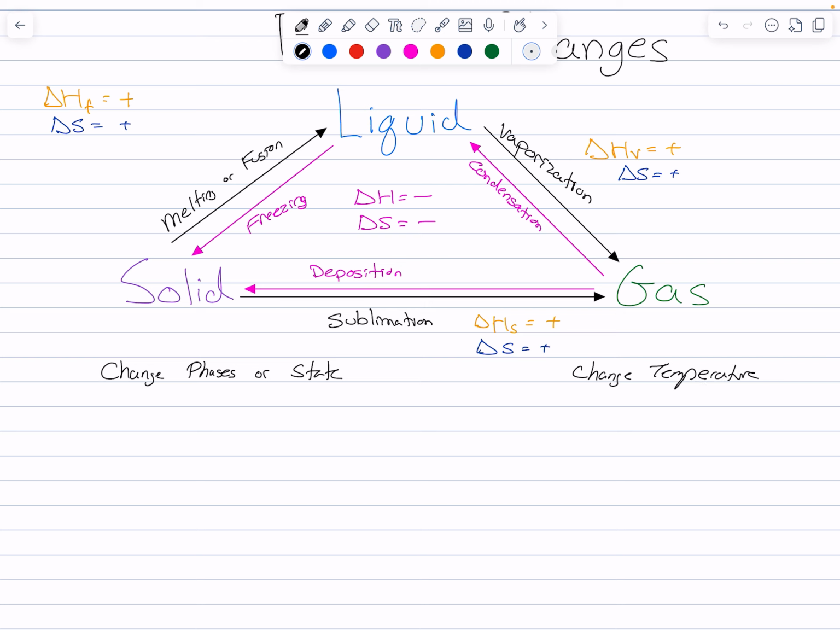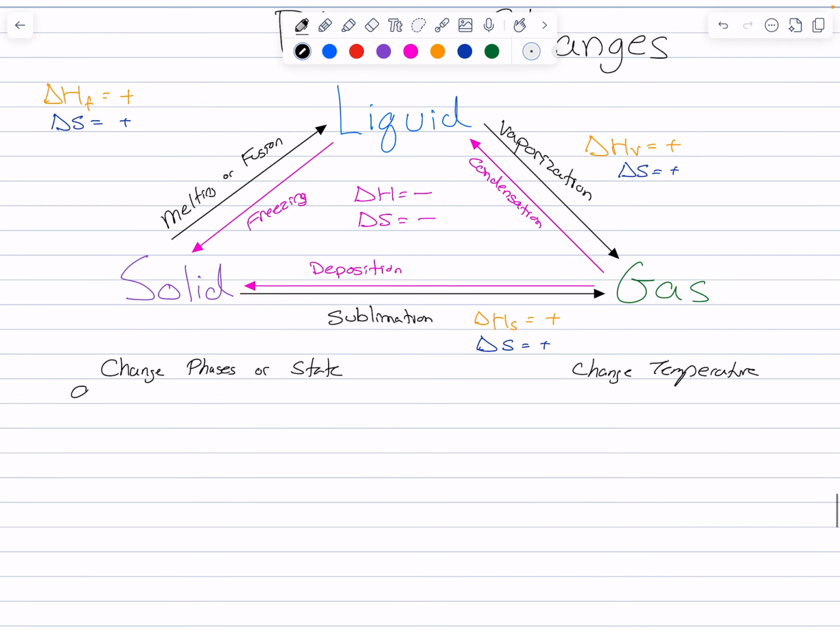And either way, Q. What's Q? Quantity of heat. Think of quantity of heat. So that's the heat. How much heat? And that's going to be in joules.